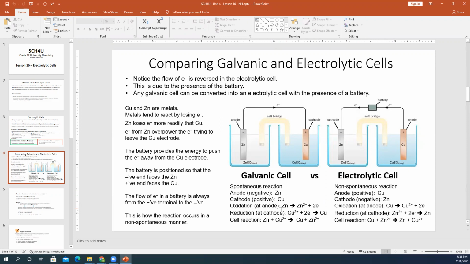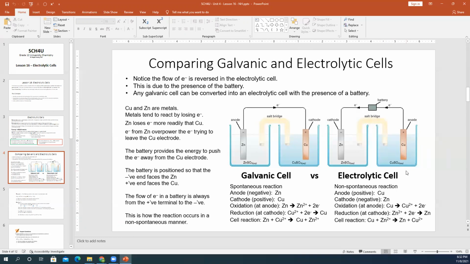And we have oxidation at the anode, where zinc is oxidized to zinc ions with the release of 2 electrons, whereas reduction occurs at the cathode, where the copper ion plus 2 electrons is converted into copper, which then deposits on this copper electrode. And so the entire cell reaction can be described as zinc atom plus copper ion goes to copper atom and zinc ion.